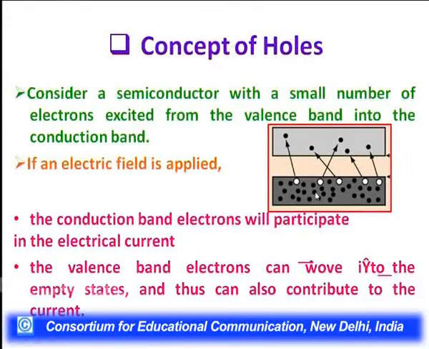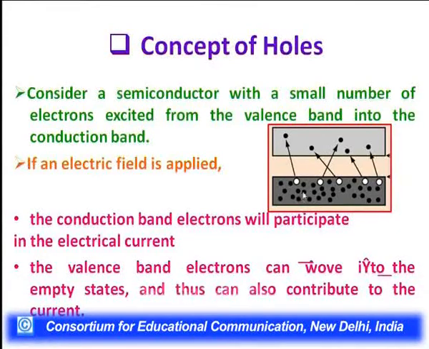When the external electric field is applied, then the conduction band electrons will participate in the electrical current. It means the conduction will take place when we apply the external electric field, and the valence electron will move from valence band to the conduction band, and the conduction of the electrons will take place.